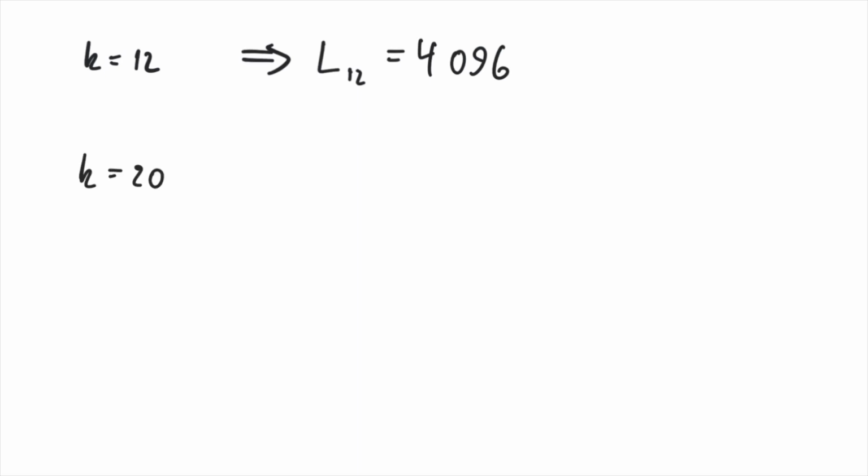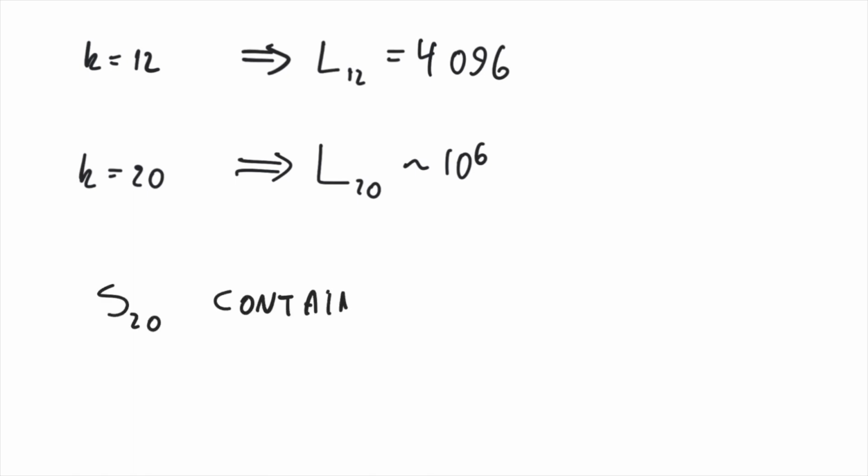Now, this is pretty bad because we said k=12 was already giving us collisions, and this gives us l_12, which is 4096, which is not a very long string. And if we have a very long string, let's say like k equal to 20, which would give us something like l_20 of order 1 million, then s_20 contains many copies, just because of how we defined it. It contains many copies of both s_12 and also s_12 bar. So this is pretty bad.